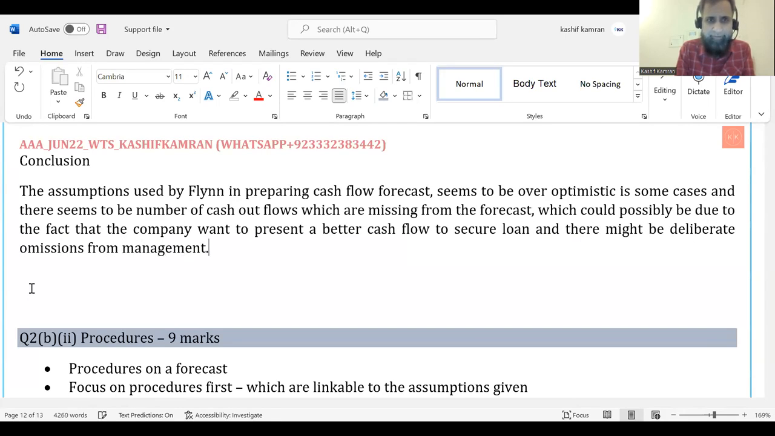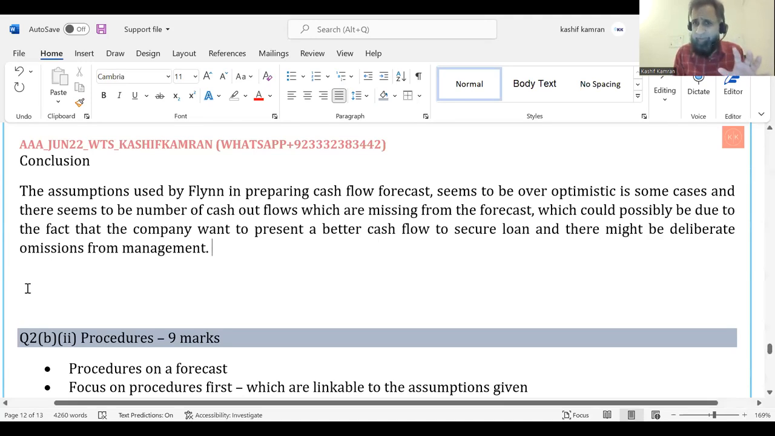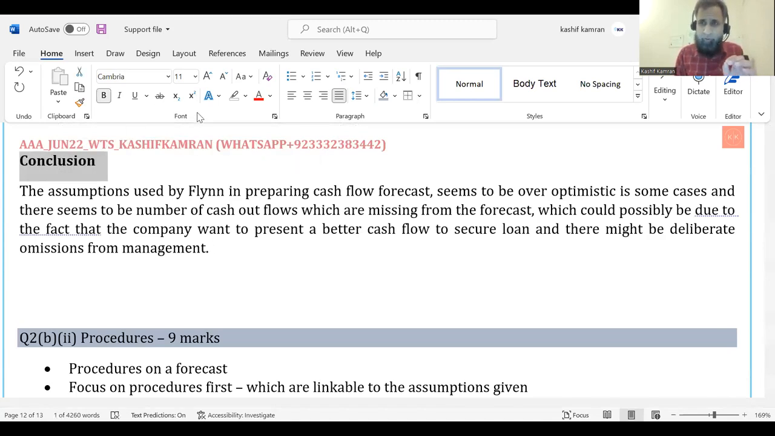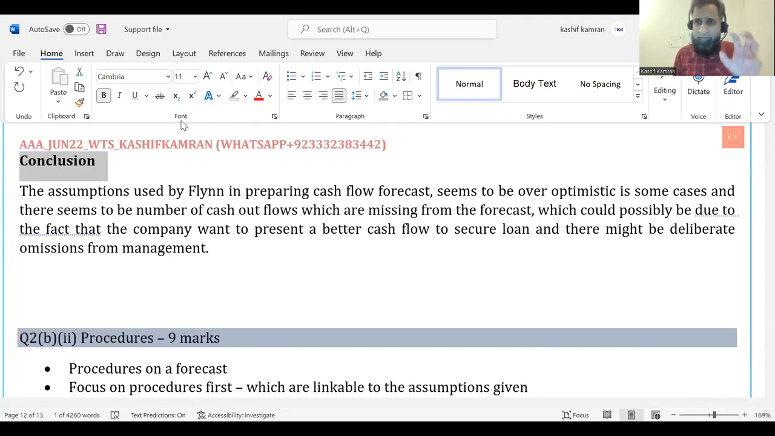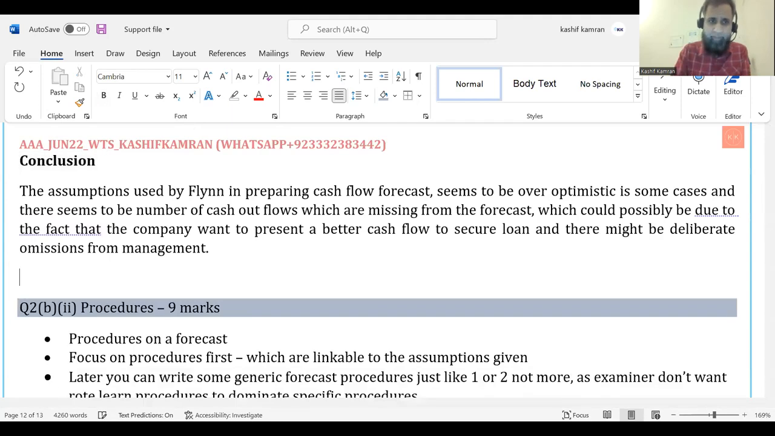So you're concluding on the evaluation. You're saying the assumptions used by Flynn seem to be over optimistic. You're not saying where, in some cases, as you've done them above, and there seems to be a number of outflows missing, which could possibly be due to the fact that the company wants to present a better picture of cash flows to secure a loan, and there might be deliberate omissions from the management. Full stop. Conclusion. So you have to give conclusions. We're asked to evaluate, but in the briefing note, you will give a conclusion at the end of the briefing note, not with every requirement. I hope you're clear with that, right?